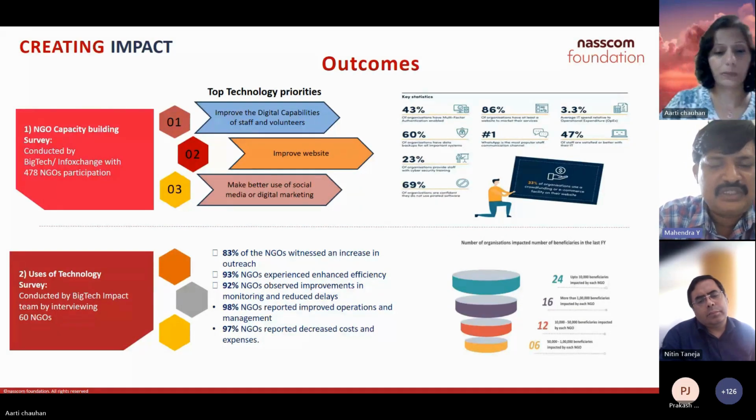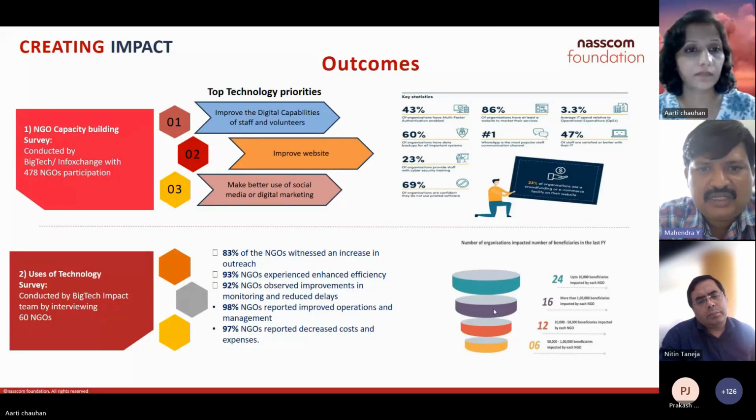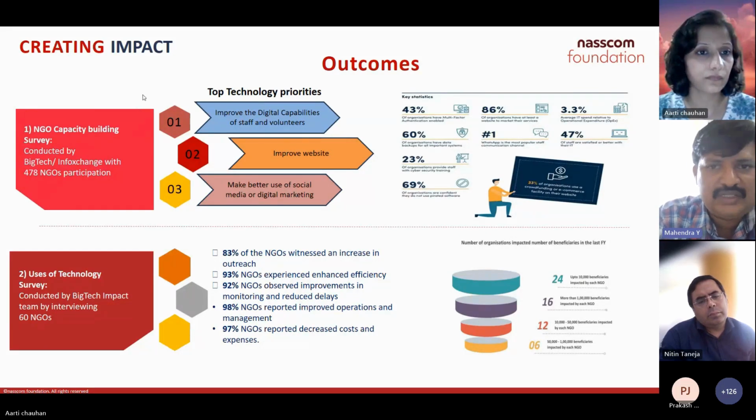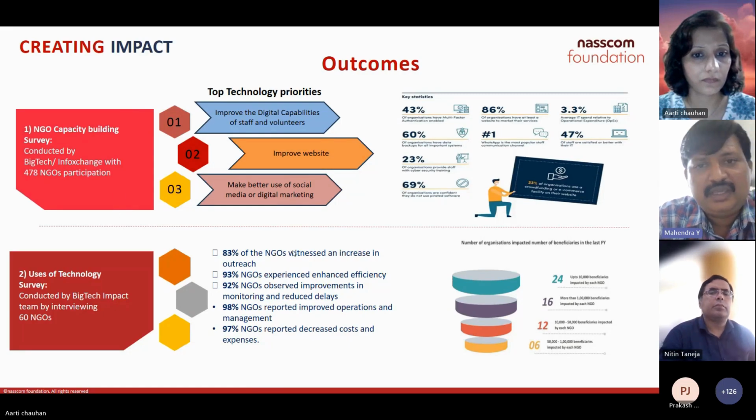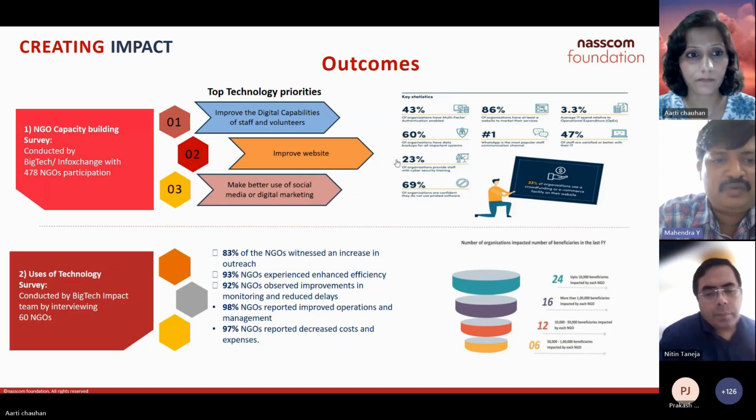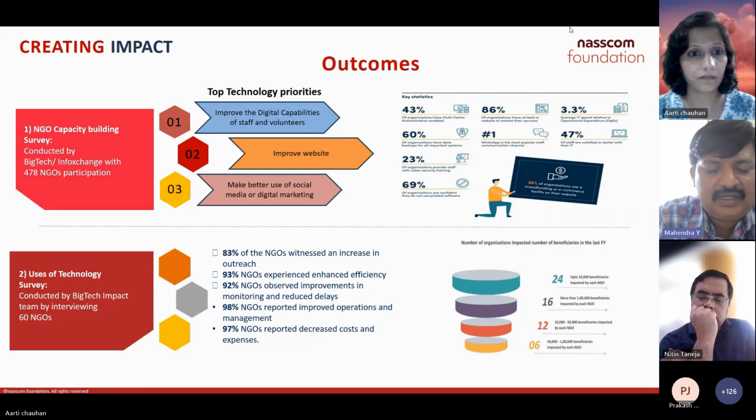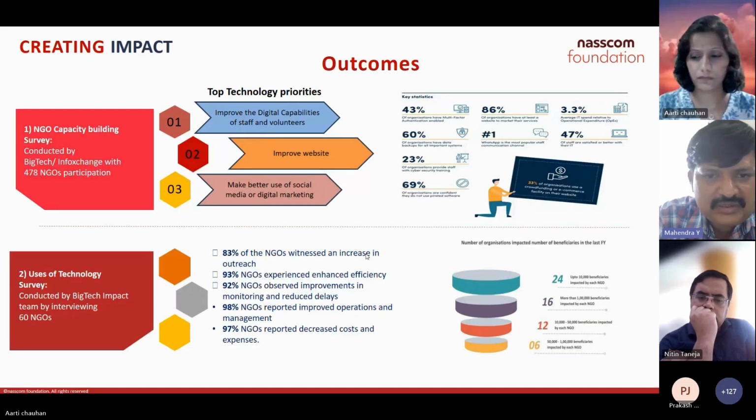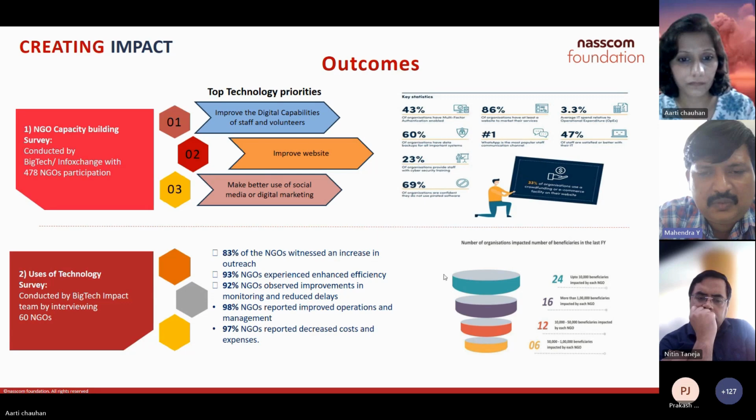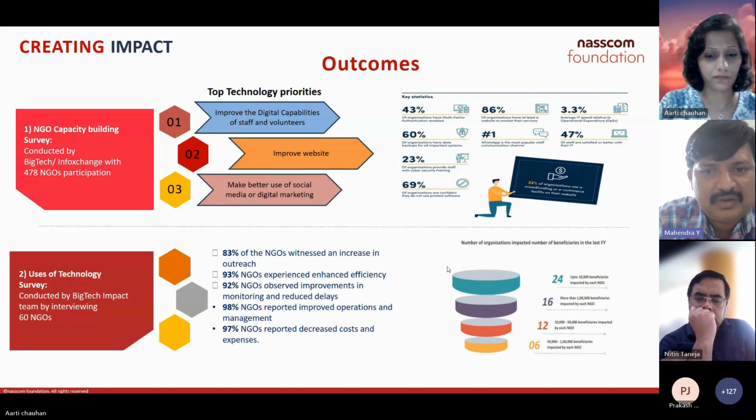Some of the outcomes which came from that survey are really interesting. Just to talk about the top priorities from a technology perspective, NGOs are saying they want to improve the digital capabilities of their staff and volunteers, and also improve their website. A few of them also say that they want to make better use of social media and digital marketing, right? To the right hand side, you can see some of the stats. What is interesting is that WhatsApp is the number one channel for a lot of NGOs where they communicate, right?